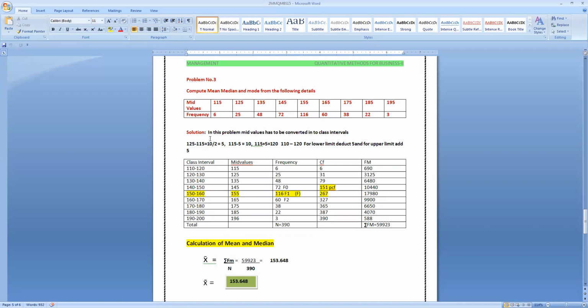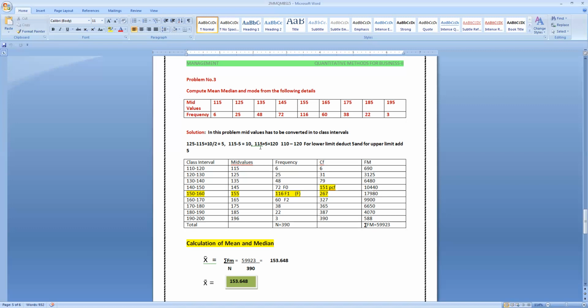How to calculate the class intervals: first we'll have to check the difference of the mid values from one number to another. Here 115 to 125, the difference is 10. Again 125 to 135, the difference is also 10. Therefore the width of the class interval is 10. 10 divided by 2, because there are two limits in the class interval, so it has to be divided by 2. We are getting 5. With that 5, if you want to get the upper limit from the mid value, we should add 5, and for the lower limit, subtract 5.